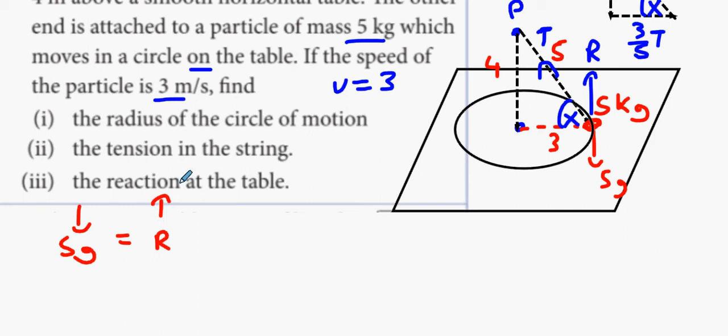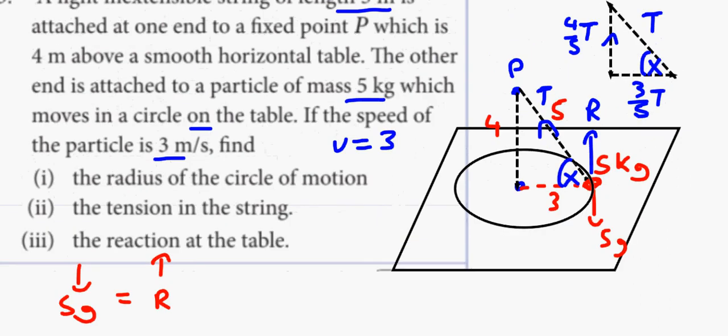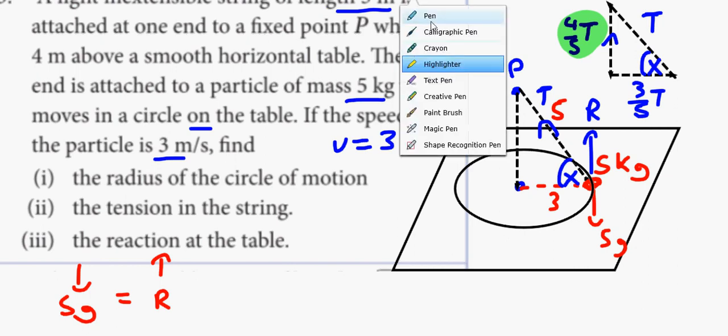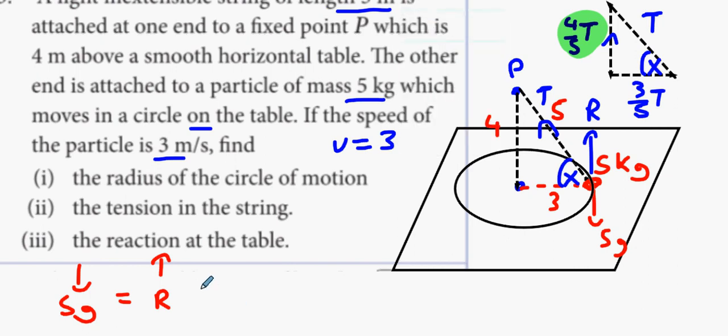Now R doesn't equal 5g, and I'll tell you why. It's not supporting its full weight. In the last question, R was supporting the full weight, but you can also see that there's a tension component going upwards as well. See that tension component? So that means that R isn't supporting all 5g, it's going to be R plus 4 over 5 T. That's also going up. Is that alright?